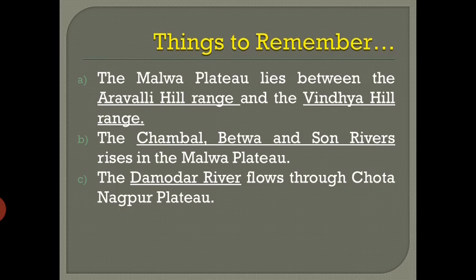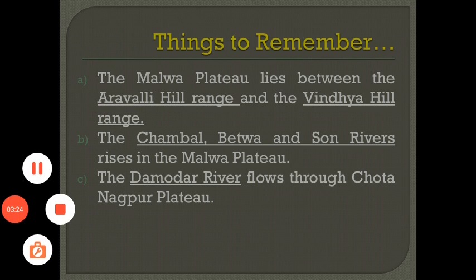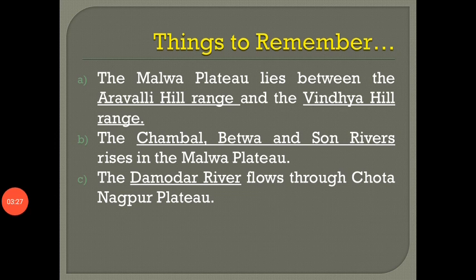So we can see here things to remember: the Malwa plateau lies between the Aravali Hills range and the Vindhya Hills range. The Chambal, Betwa, and Son rivers rise in the Malwa Plateau. And the Damodar River flows through the Chota Nagpur Plateau.